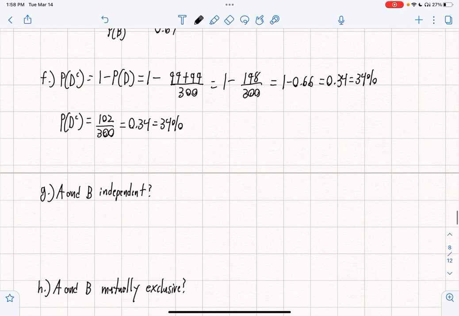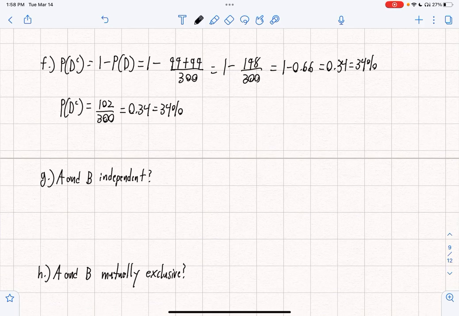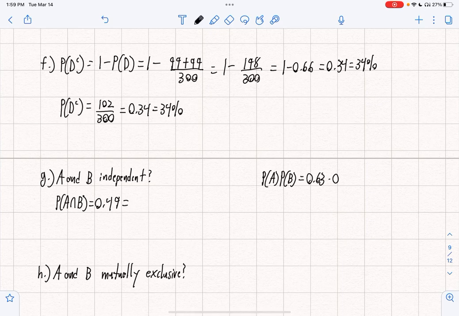Okay, what's next? Now we want to know, are A and B independent? Well, we know that the probability of A and B was equal to 0.49. We found that up above. And we want to see if this is equal to the probability of A times the probability of B, which is 0.63 times 0.67, which is 0.42.